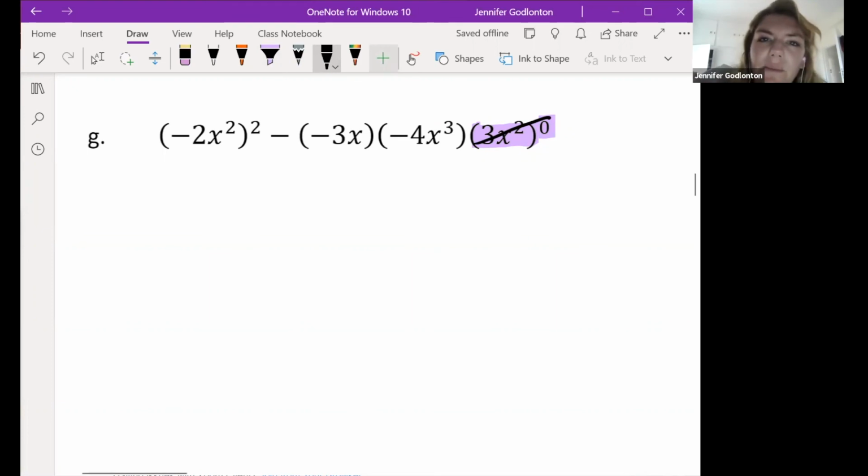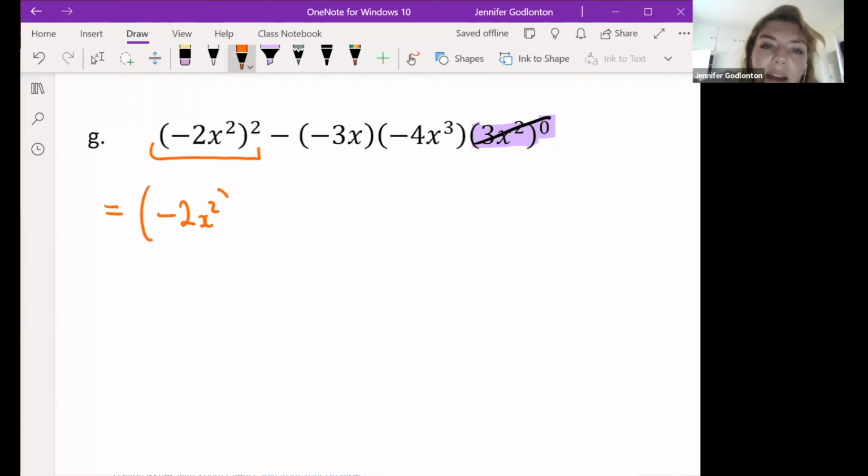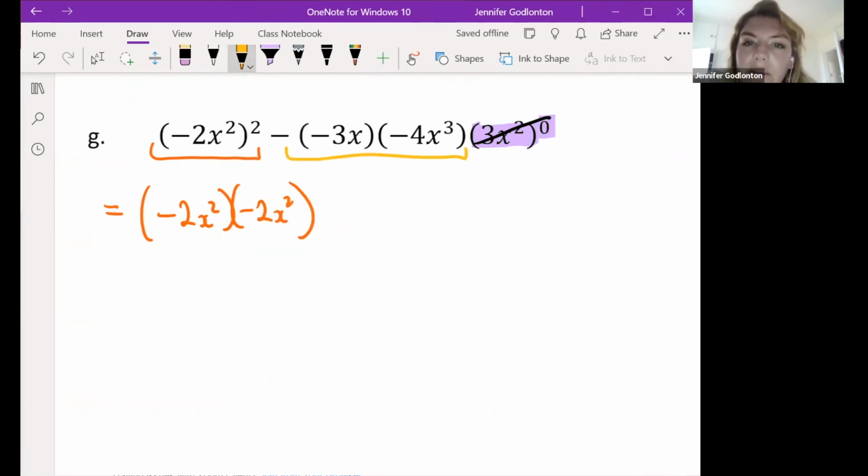Okay. Then we're going to look over here, at this part over here. Now, in order for us to not fall for that trap, we're going to write it out twice because it is squared. So I'm going to write in brackets my negative 2x squared times negative 2x squared. Okay, that's my first. Then I'm going to look over here at this part. So I've got minus negative 3x and then negative 4x cubed. Okay, cool. So already this looks a lot less scary than when we first saw this question.